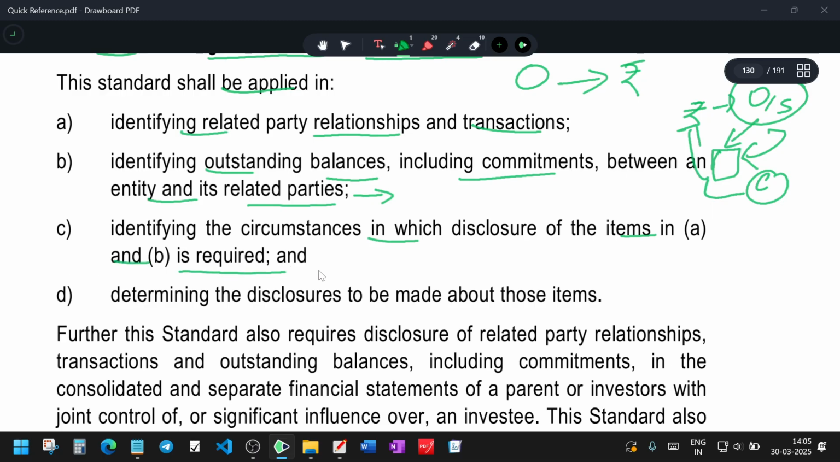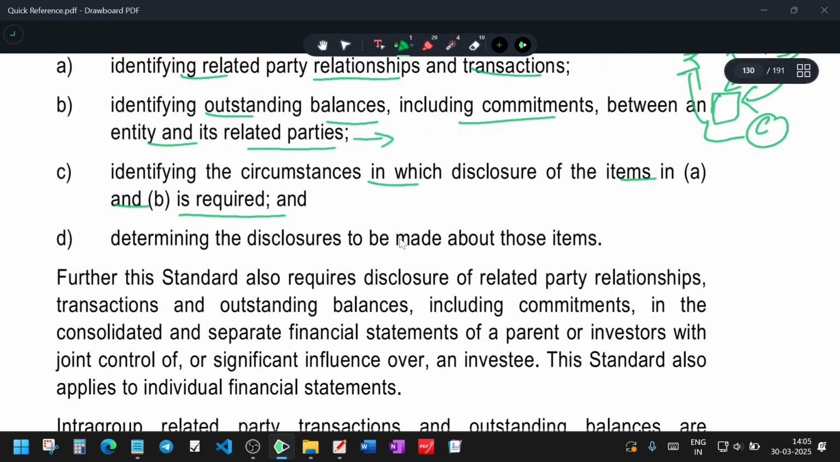Who are the related parties to the company, who is getting what benefits from it, what is the outstanding balance for a shareholder who is a related party with whom the company transacted? Everything should be disclosed in the notes to accounts. Determine the disclosure to be made about these items. Sir, where to disclose? In the notes to accounts, sir. Not somewhere else.